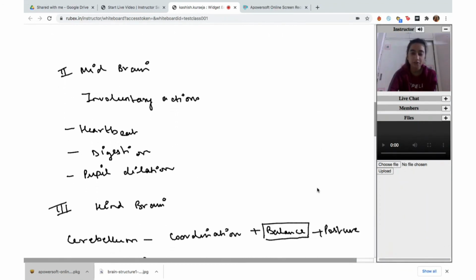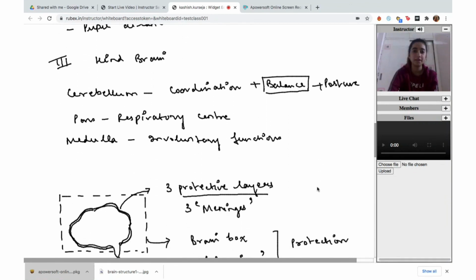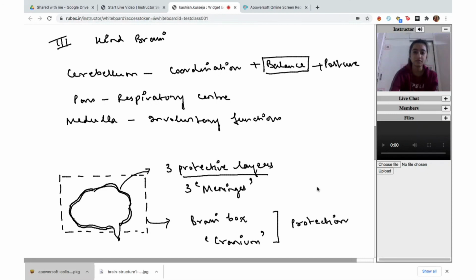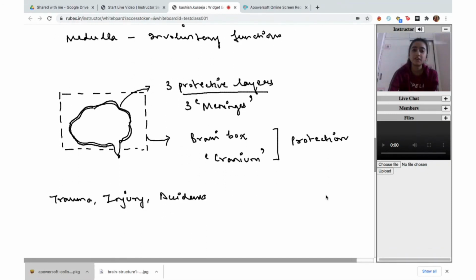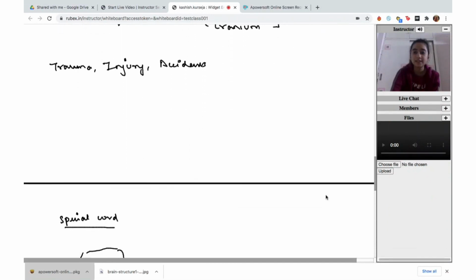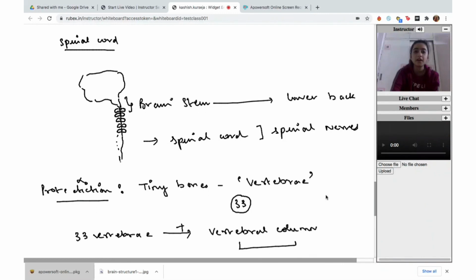Midbrain shows and controls involuntary actions of your body. Hindbrain has 3 parts: cerebellum, pons, and medulla. Your brain is protected by 3 protective layers called meninges, and then surrounded by a bony box known as the cranium. You can actually touch and feel the bones in your skull. That's actually the cranium. Offers protection against trauma, injury, and accidents, and even any other damage. Protection of the spinal cord is done by vertebral column made up of smaller bones, 33 small bones known as vertebrae. You can touch and feel them individually. There are 33 vertebrae present here. Spinal cord is a very thin hair-like structure, so it's very important to protect it.